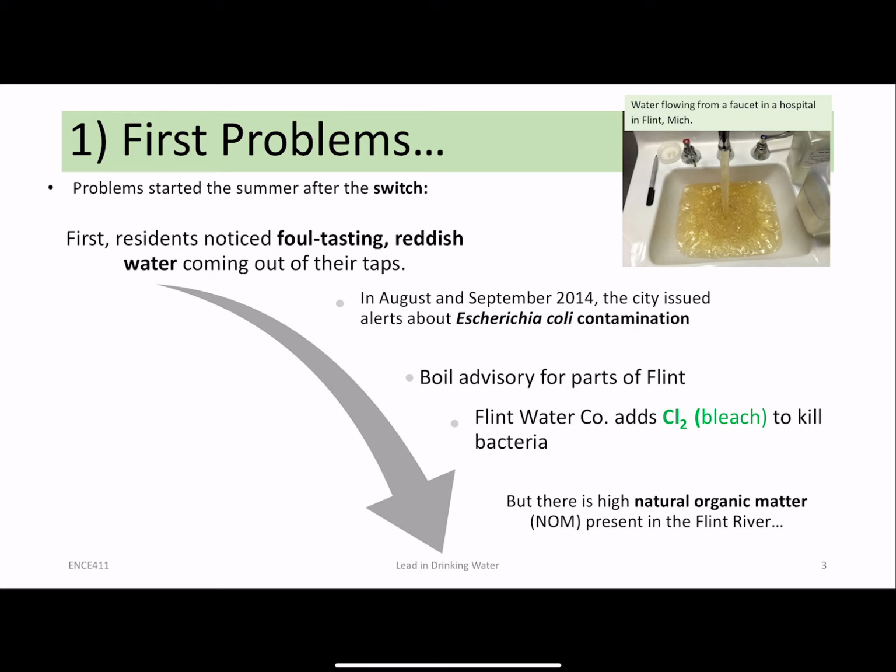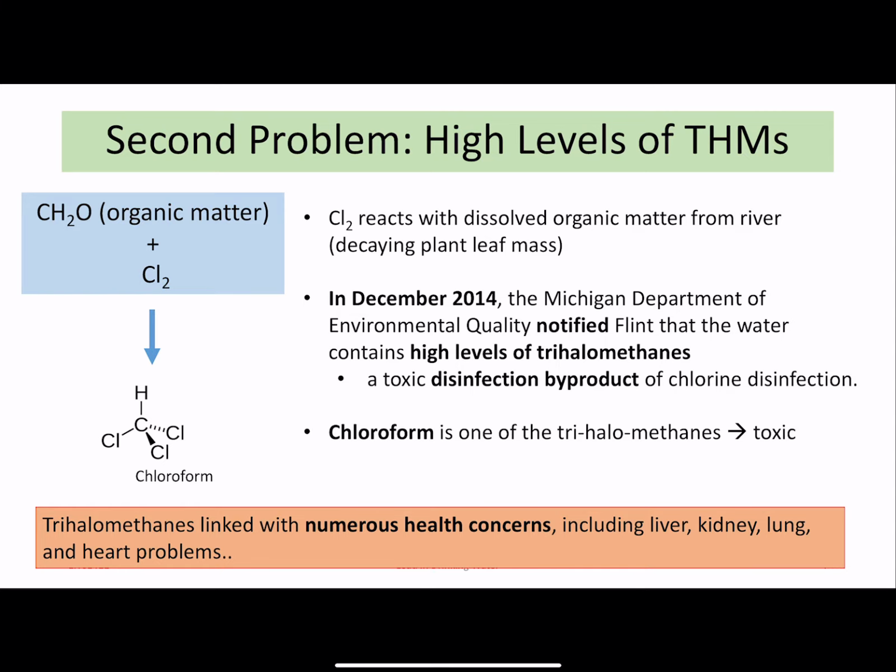I don't know if you watched one of the videos posted. There was a lady saying that you could find cars in the river, like they use the river as a trash can. So they have a lot of garbage in the river, and this means a high natural organic matter concentration in the water. What happened when the bleach meets the natural organic matter is that it can react with it, forming THM. THMs are different products. One of them is chloroform, and this is very toxic to humans.